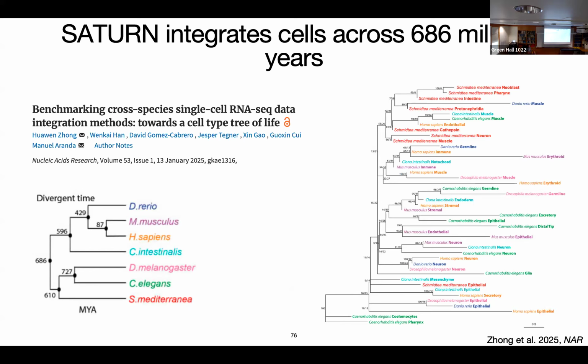Using Saturn, they were able to integrate cells that represent 686 million years of divergence. And after doing that, they were able to produce a cell phylogeny using the method that I'm describing here. So I'd like to incorporate Saturn in future pipelines, but it's not quite ready. So I'm going to present to you the results of my old pipeline.